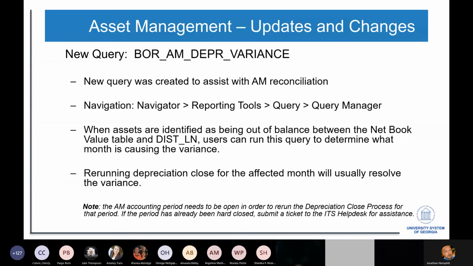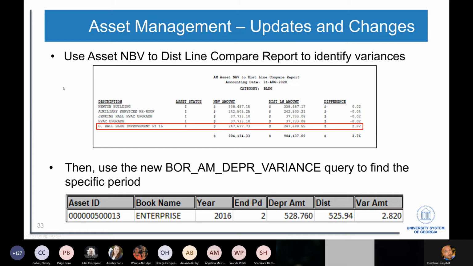And I have an example, if you'll advance, Jonathan. So up top, we have the asset net book value to DIS line compare report. Most of you are familiar with this report and are currently using it to identify net book value and DIS line variances. So here we can see that the asset with the red box around it does have a difference of $2.82. Okay, but where is that variance?